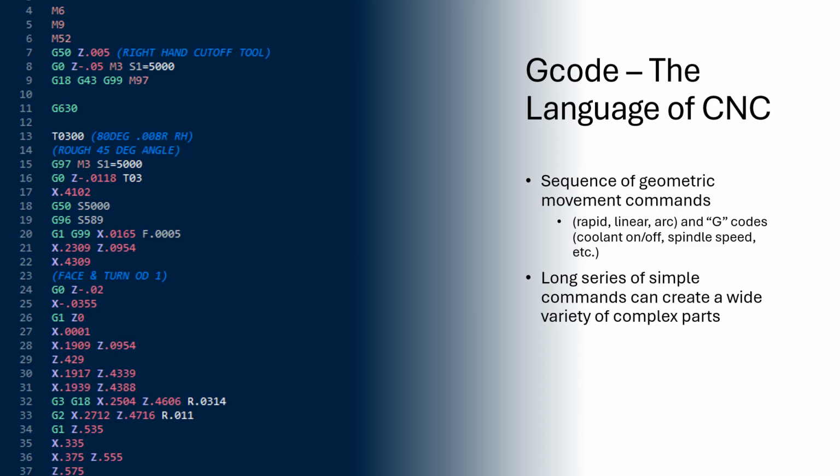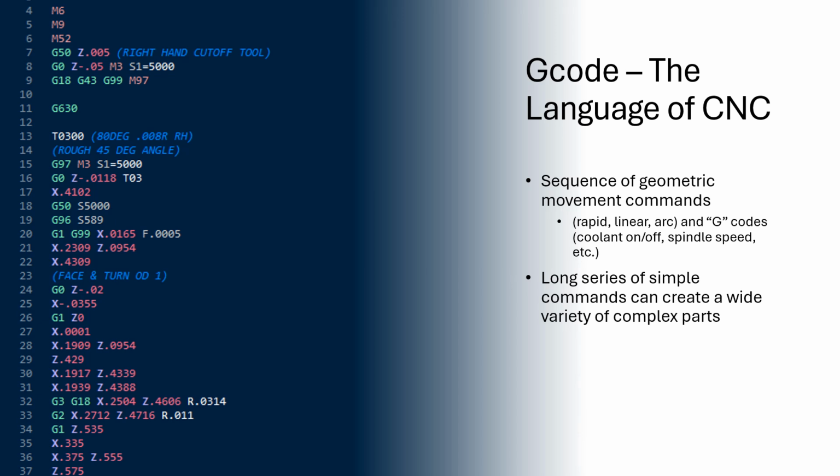CNC mills receive their instructions by parsing consecutive lines of geometric code, or G-code, each of which includes some type of movement command as well as the positional coordinates denoting the start, end, or other parameters of the move. Examples of these commands are rapid traverse, linear, and arc movements, as well as dozens of G-codes commanding the controller to turn on and off the coolant, select spindle speed, change modes of operation, and many other commands.